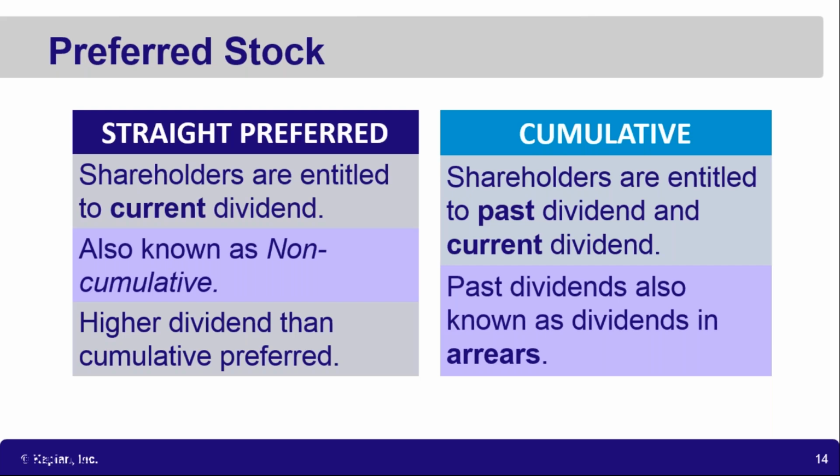Sometimes they call that non-cumulative preferred. So non-cumulative preferred, straight preferred, is where you're just going to get the current dividend for the year. You're not going to get caught up in any past dividends that were missed. With cumulative preferred, those are the ones that are going to pay you the past dividends they owe you first, and then they pay the current dividend that they're paying out on that stock in addition to that. So this is the stock where they're going to go back and catch you up first. Those are called dividends in arrears.